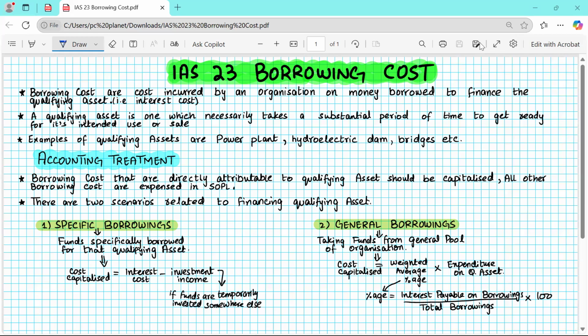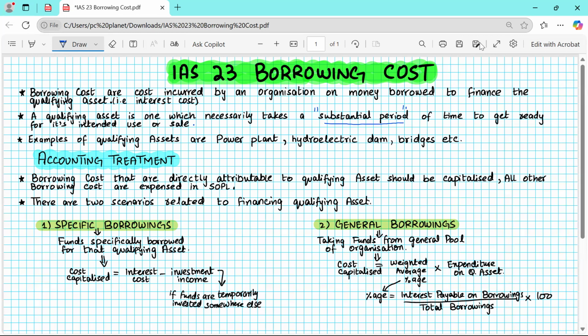Now, the second question is, what is a qualifying asset? A qualifying asset is the one which necessarily takes a substantial period of time. Very important line, that a qualifying asset is the asset that takes a substantial period of time, which means a significant amount of time, to get ready for its intended use or sale. Whether you are going to use it yourself or sell it, the asset which takes a substantial period of time to get ready, only that asset will be known as a qualifying asset.